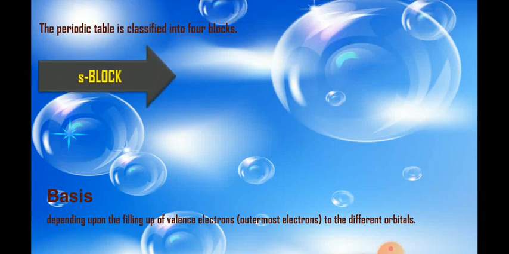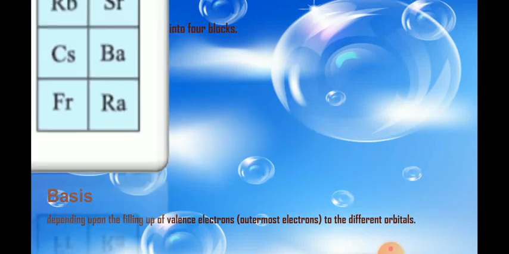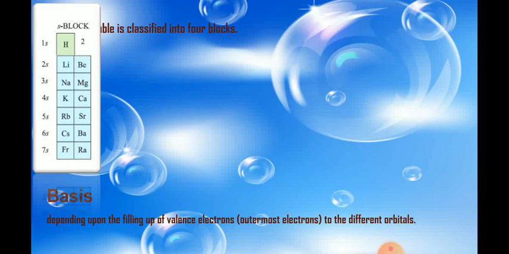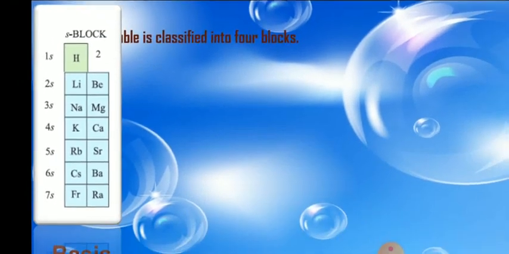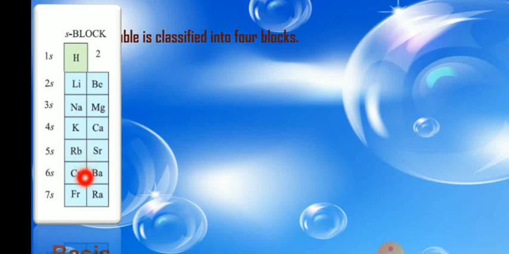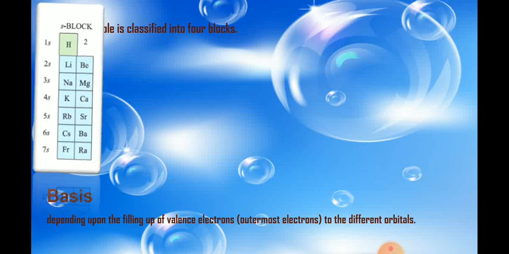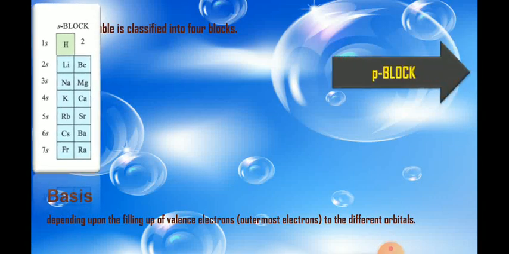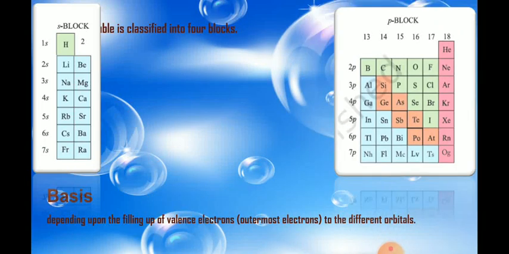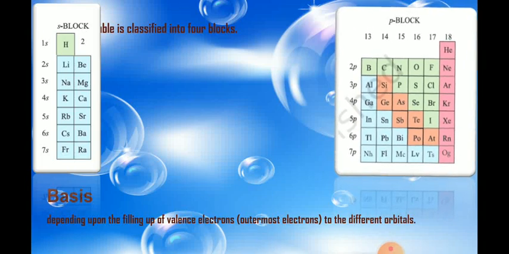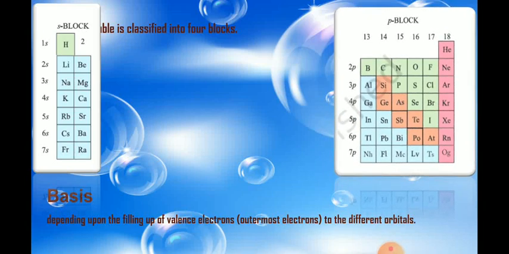The first classification is the S block. In the periodic table, group numbers 1 and 2: the elements hydrogen, lithium, sodium, potassium, rubidium, cesium and francium belong to group number 1, and beryllium, magnesium, calcium, strontium, barium and radium belong to group number 2. So the 2 groups belong to which block? S block. We'll see later how these are classified. The second block of the periodic table is P block. Total 6 groups, group number 13, 14, 15, 16, 17 and 18, belong to P block.